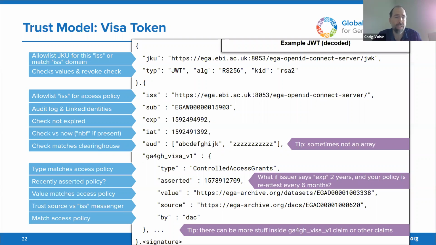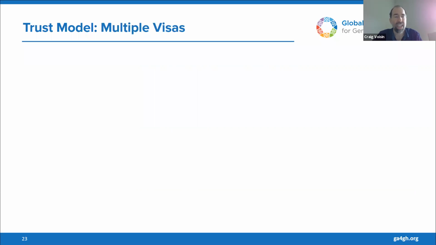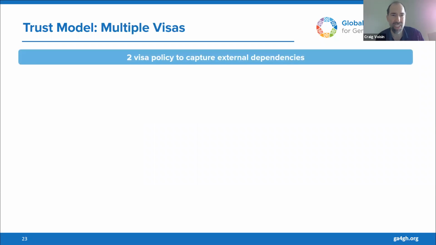Okay, so there's more stuff that can also exist on here. I'm not saying these are all the things that you can ever put inside a visa, but these are the standard ones that we're going through. So just know that there can be more, and you can ignore those if they don't make sense for your policies. All right, now we're going to talk about multiple visas.